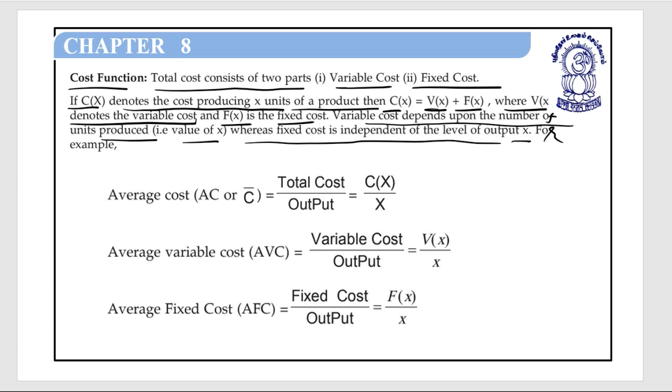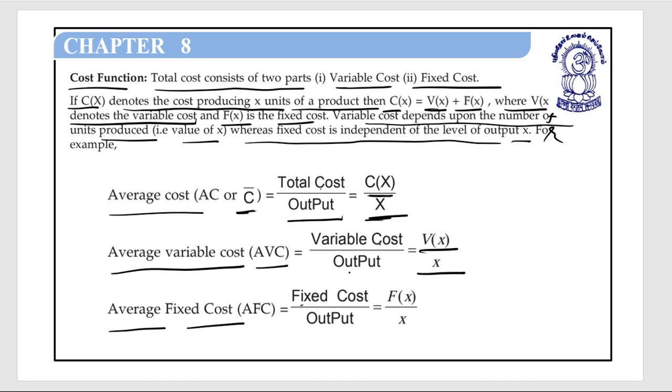For example, average cost AC or C bar is total cost upon output, C(x), total cost, output is x. Average variable cost AVC is variable cost upon output, variable cost is V(x), output is x. Average fixed cost is fixed cost upon output, so f(x) upon x.